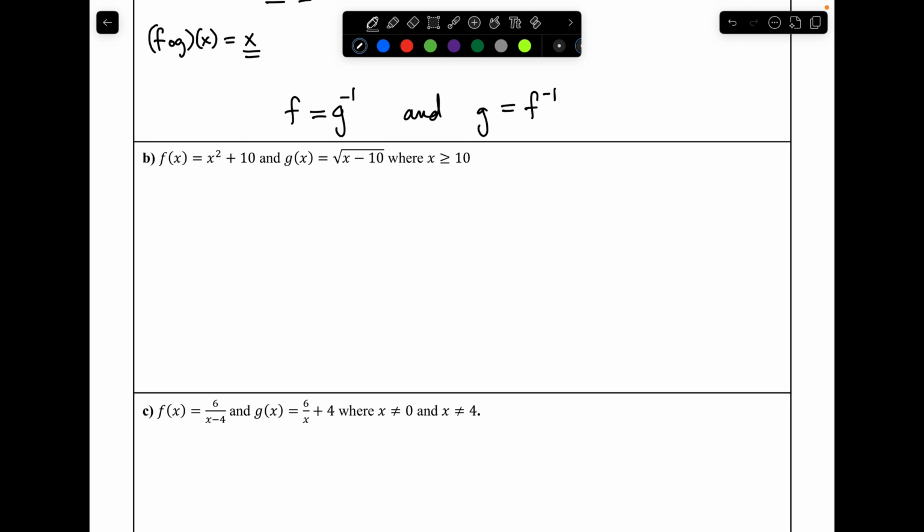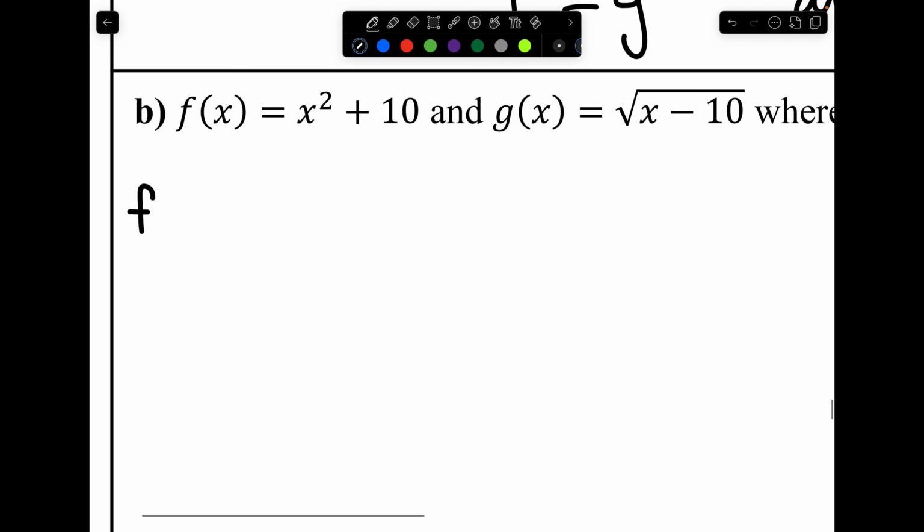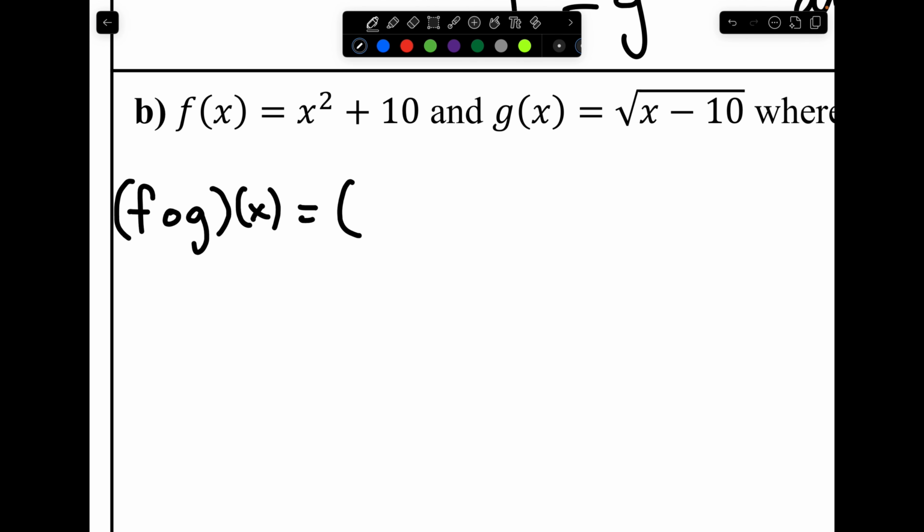Now let's check the second example. So we're going to do the exact same thing. Start by getting the composition of f of g. So we have x squared plus 10. And inside here again, we're going to write in g, which is the square root of x minus 10.